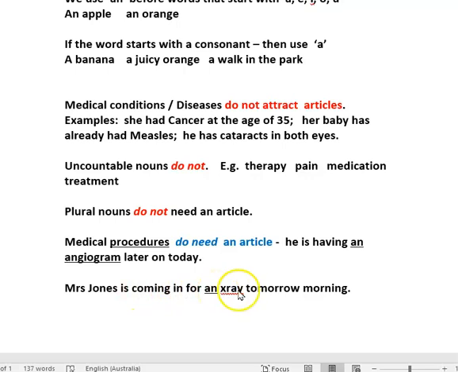Mrs. Jones's x-ray, which is scheduled to take place tomorrow, will be at 8:30 a.m. The x-ray, because you know exactly which one you're talking about. It's the one related to Mrs. Jones. Well, let's go over it again.